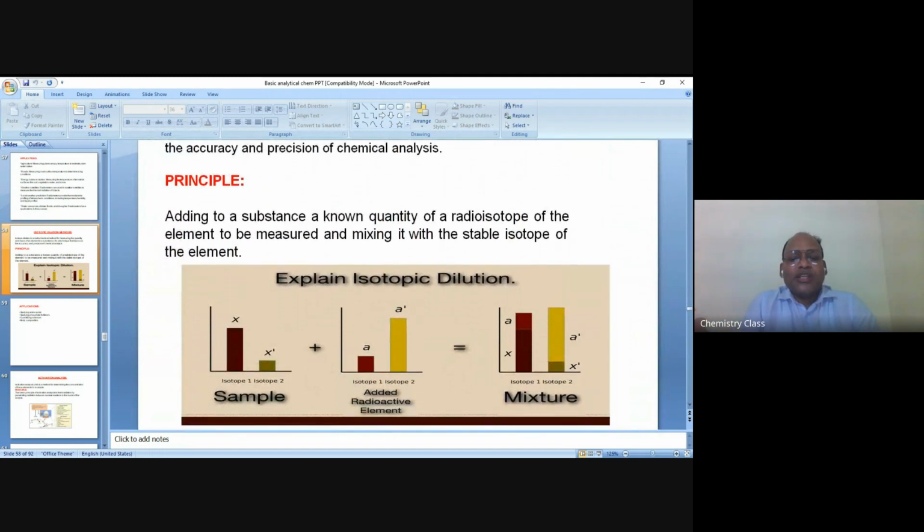If isotope 1 is more and isotope 2 is less in the sample, now what will happen? I will do the reverse. Reverse means isotope 1 will be less and isotope 2 will be more in the added radioactive element. Then the mixture will come out with isotope 1 and isotope 2 in equilibrium conditions. So what will happen in this case?